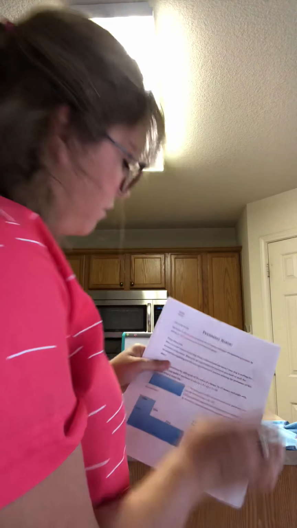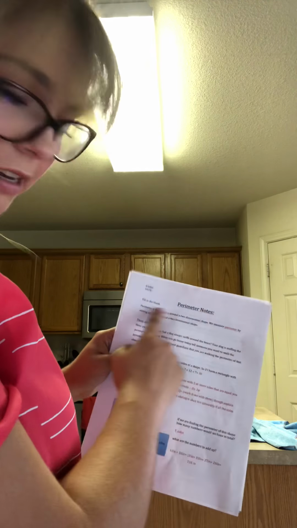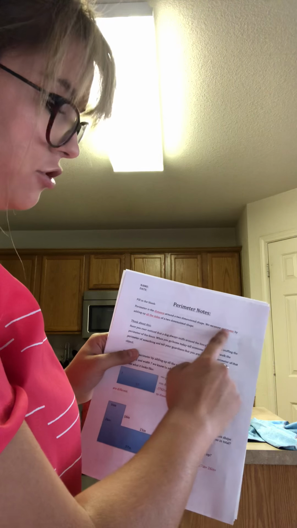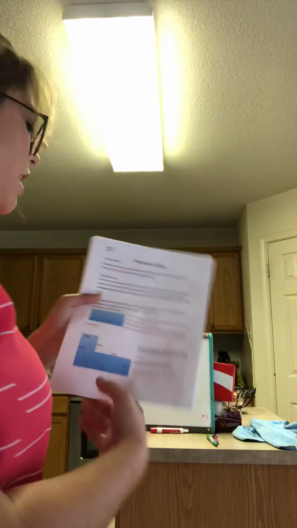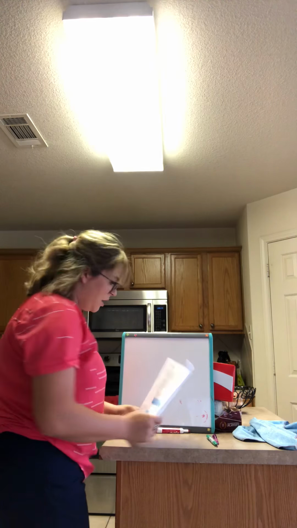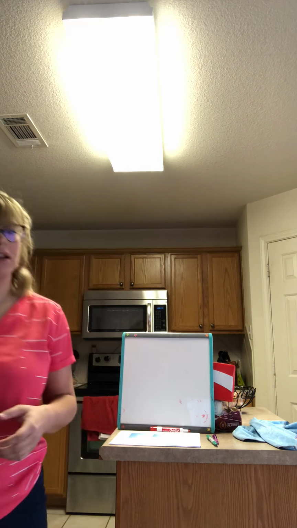So I have the fill-in-the-blank. Perimeter is the distance around a 2-dimensional shape. We measure perimeter by adding up all the sides of a 2-dimensional shape. So after you get that filled in, I'm going to show you a way we can think about perimeter.